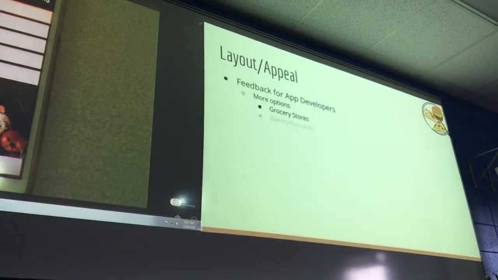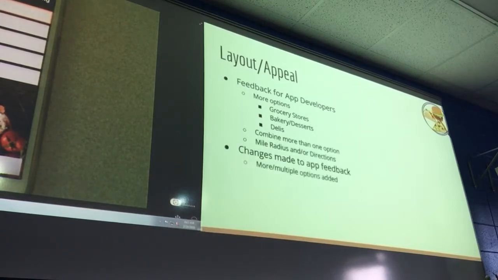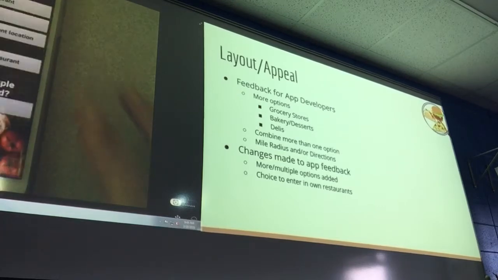So one thing we did to make it more user-friendly is we gave them feedback on the layout. So we give them more options, including grocery stores, bakery and desserts, and delis. So you could choose between a wider variety of options. And one of the filters we used was the ability to combine more than one option so that they could narrow down their choice and include a mile radius or directions, which right now isn't working, but I'm sure they'll figure it out.